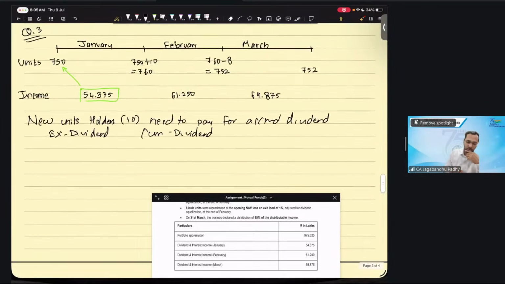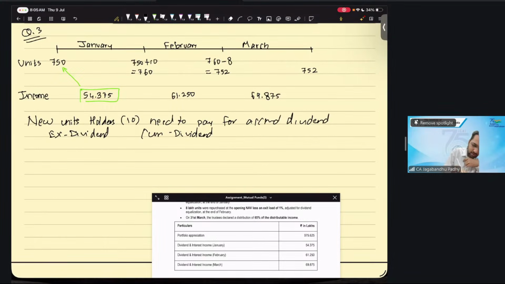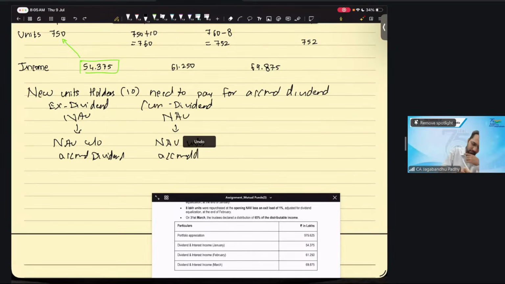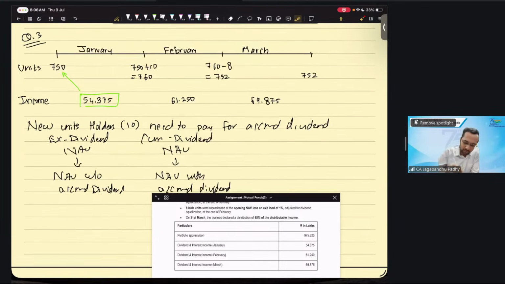Right. So ex dividend is without dividend income, while ex dividend NAV is NAV without accrued dividend. So one side you have NAV without accrued dividend, and the other side you have NAV with accrued dividend. So when an investor is entering over here, we are going to obviously say you need to pay for the accrued dividend, right? So that's your cum dividend NAV.